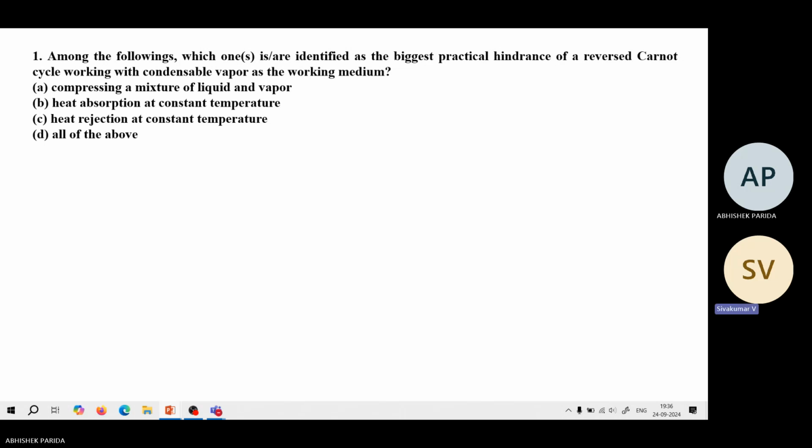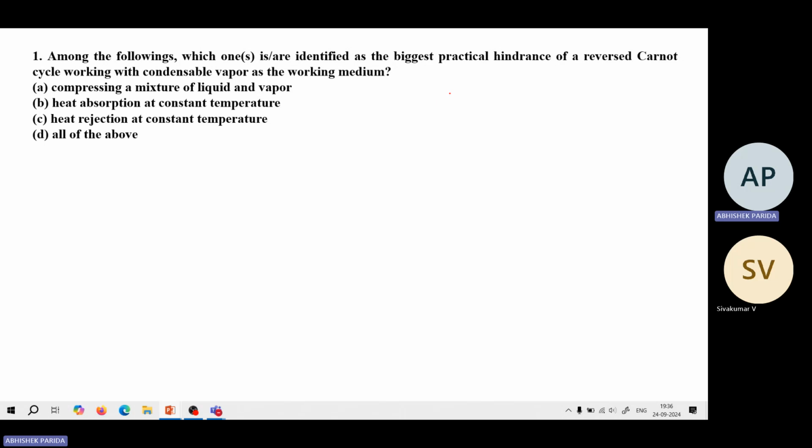All the above, sir. Because compressing a mixture of liquid is easier, but liquid and vapor is difficult. Maintaining the temperature as constant during heat absorption and rejection, that is also difficult for us. That's why here all the above. Okay. So no, the answer is actually compressing a mixture of liquid and the vapor.